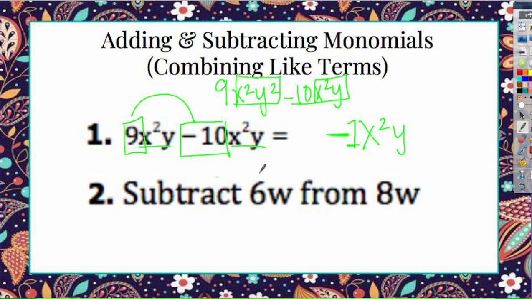Example number 2 says subtract 6w from 8w. So this is kind of turnaround words. We've got 8w minus 6w. They both have a w with them, so we can proceed. So I'm going to have 8 minus 6 is 2 w's.